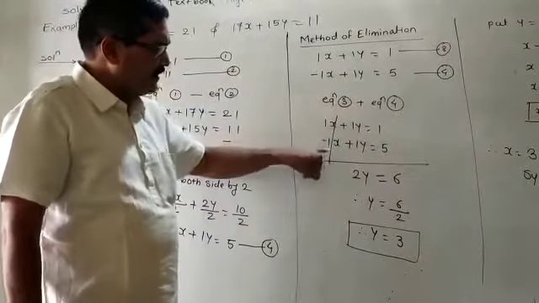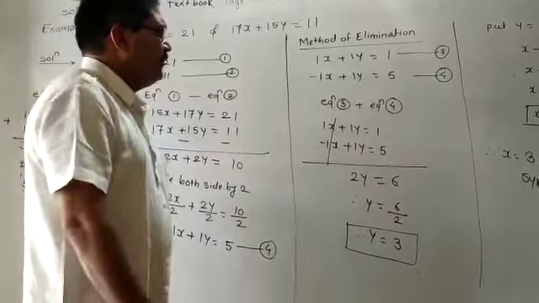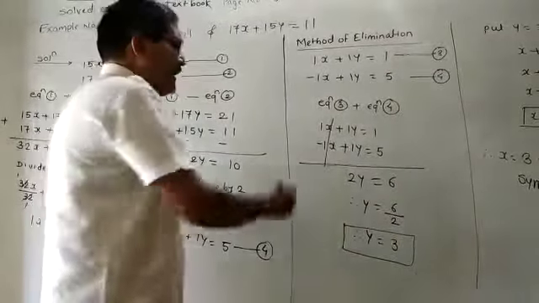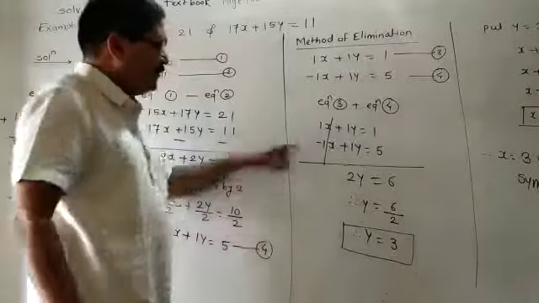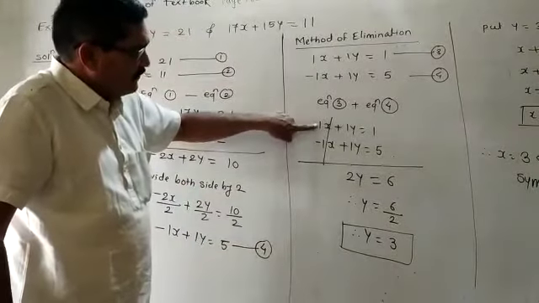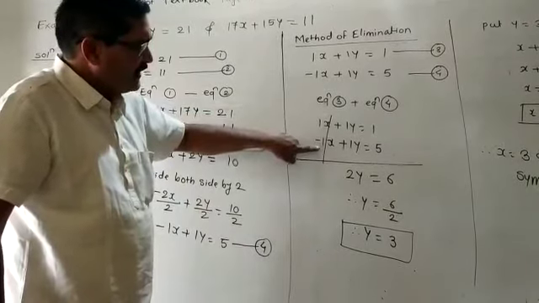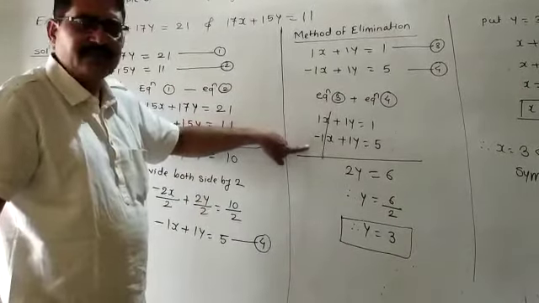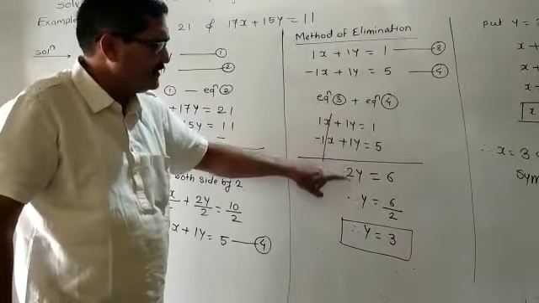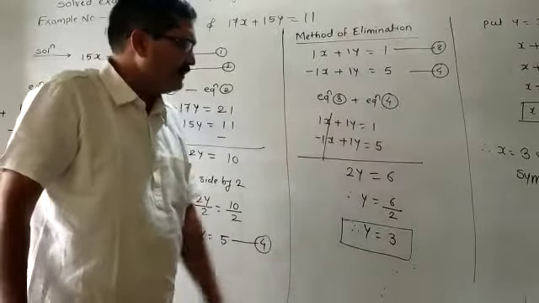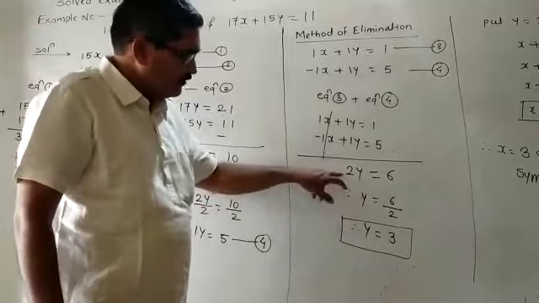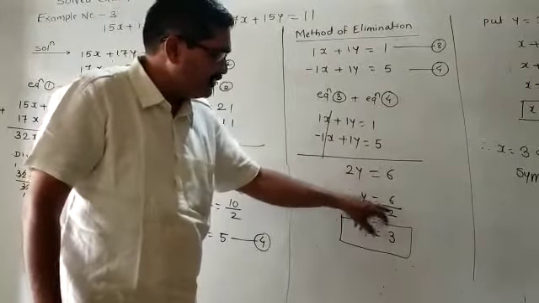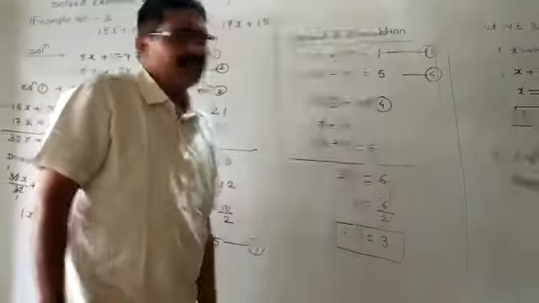This is equation 3, this is equation 4, and you do the addition. In addition, plus 1x and minus 1x are like terms with opposite signs, so they cancel. 1y plus 1y is equal to 2y, 5 plus 1 is equal to 6. So 2y is equal to 6. Transpose the 2 to the other side: y is equal to 6 upon 2, y is equal to 3.